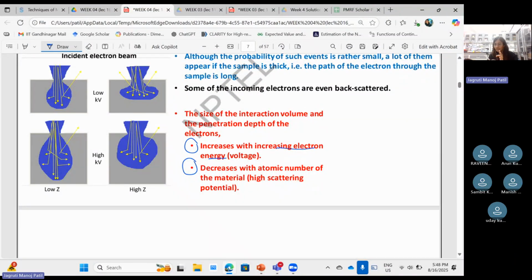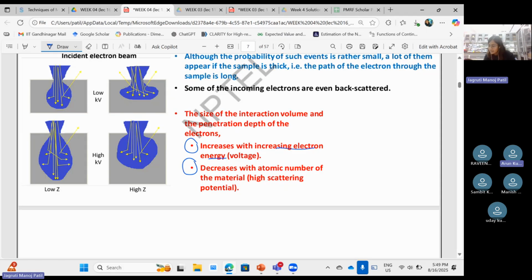Why so? Can someone give an analogy for the same as I did just now? Why will the interaction volume increase as your electron energy or voltage increases? A high energy electron beam will penetrate more. And because of that, your interaction volume depth will also increase. Yes, the depth would be more.